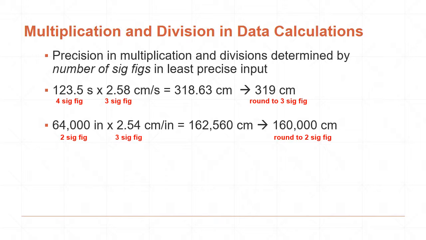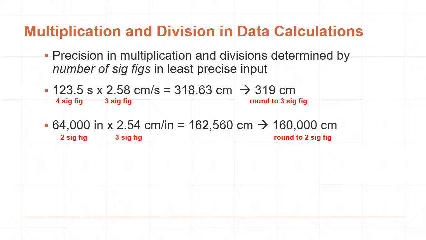Let's take another example. Here I have 64,000 inches, and because each of these trailing zeros is left of the decimal, they're not considered part of the precision. This is precise only to the thousands place. So my 64,000 inches has 2 significant figures. This conversion factor, 2.54 centimeters per inch, has 3 significant figures.